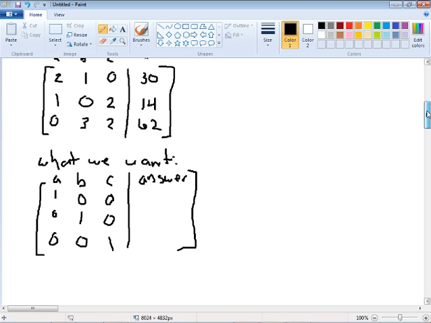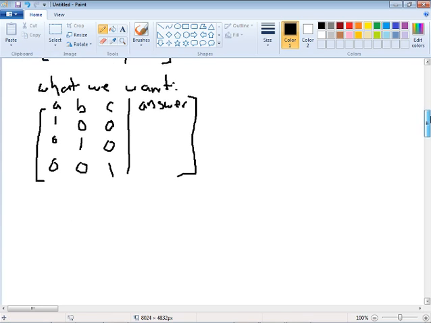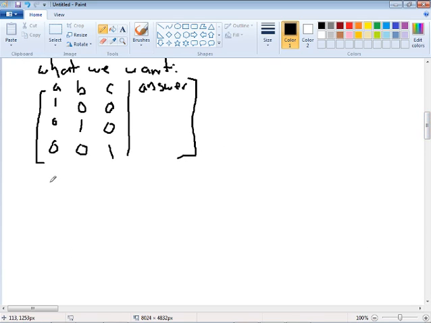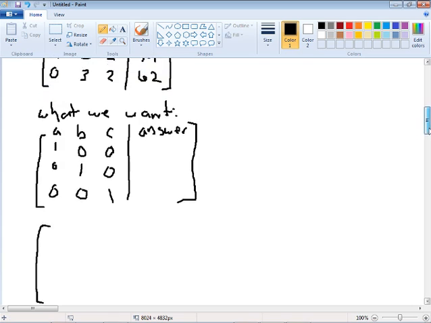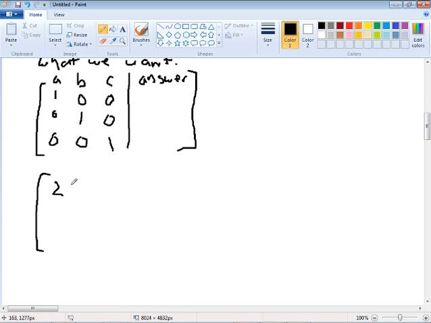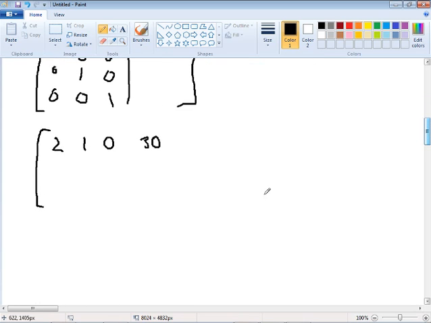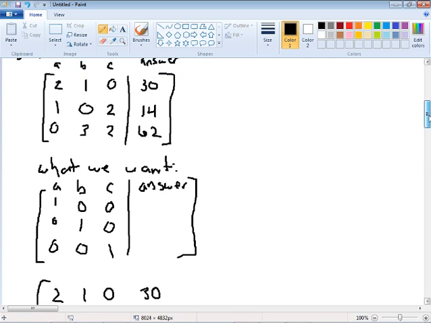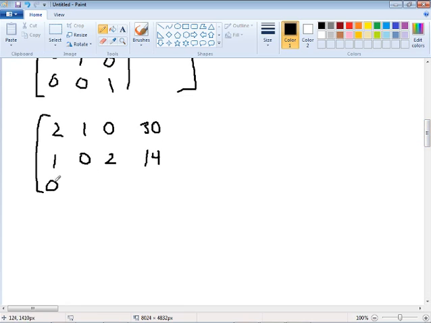So let me rewrite this matrix and we'll get started and you'll see how this works. Now I'm going to leave out the little line in between there because it's not necessarily necessary. So we have 2, 1, 0, 30, then 1, 0, 2, 14, and that last one is 0, 3, 2, 62.